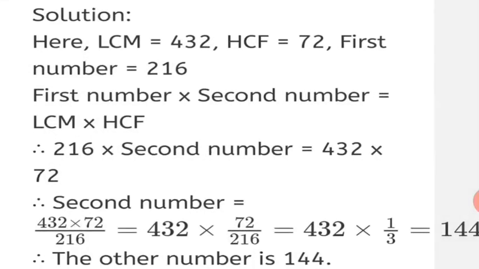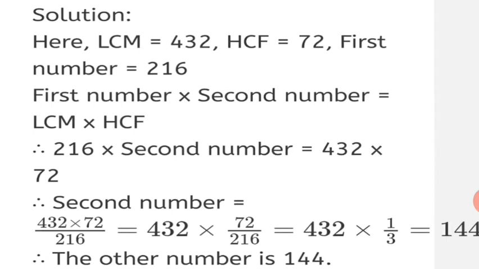Solution. Here LCM is equal to 432, HCF is equal to 72, and the first number is equal to 216. These three values are given to us. And the formula that we are using here is first number into second number is equal to LCM into HCF. First number we have 216 into second number, which we don't know. Substitute the value of LCM 432 into HCF value 72. Now therefore, second number is equal to 432 into 72 upon 216.